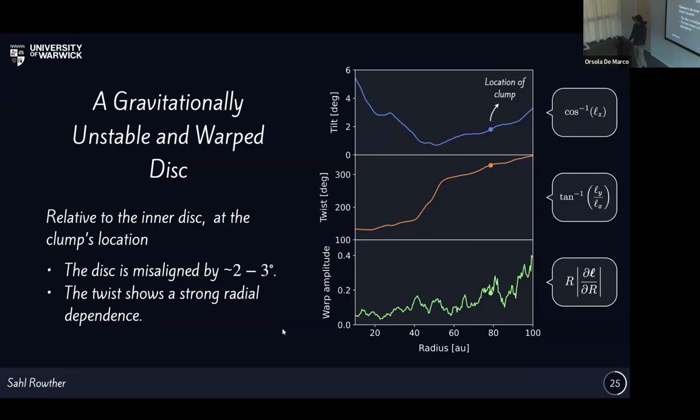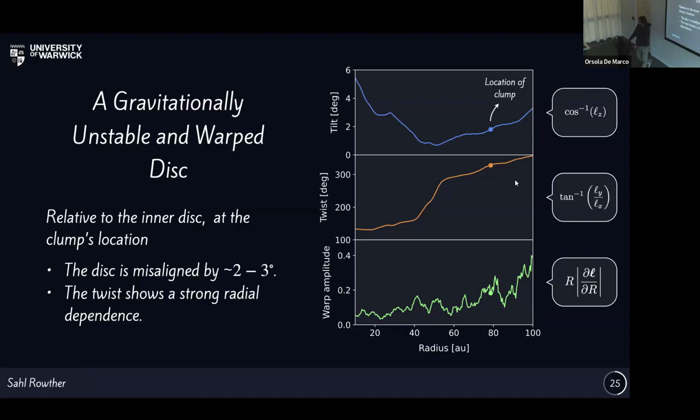We can also measure just how warped the disk is based on the tilt, twist, and warp amplitude, which parameterize different components of the angular momentum vector in the disk. So in the top right, you can see the tilt, which shows how misaligned different parts of the disk are. And you can see that at the location of the clump, the disk is only misaligned by a couple of degrees relative to other parts of the disk.